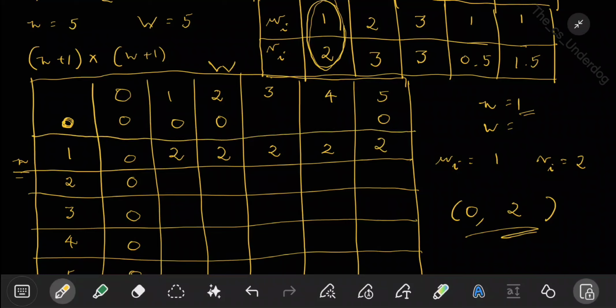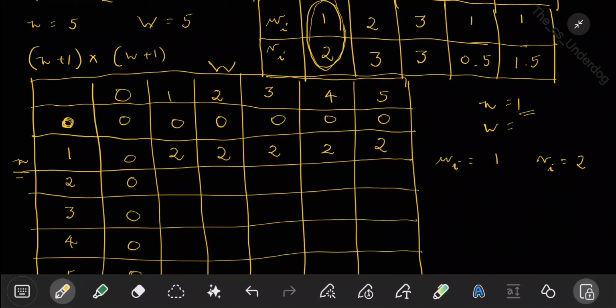Let me draw this again here. 0, 0. What is the next entry to look at? Next, you are going to fill row number 2. That is the third row, having index 2. So I am going to fill dp of 2 and whatever value is there. What does this mean? This means I am considering the first 2 items to be included in the knapsack. It is not necessary that I am including the first 2 items.